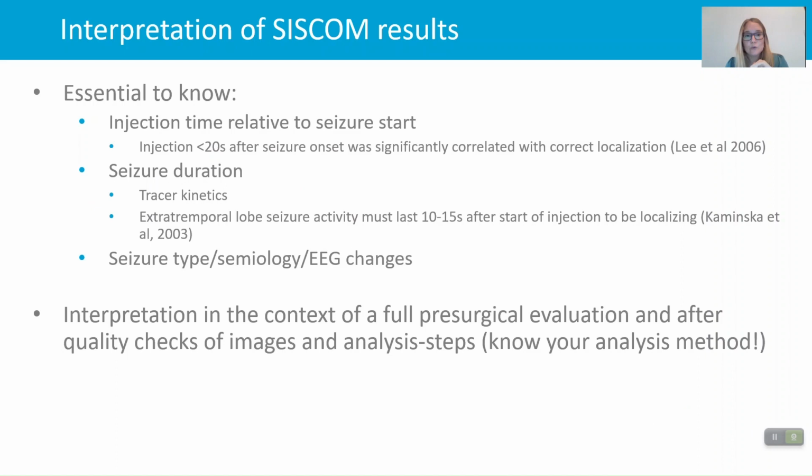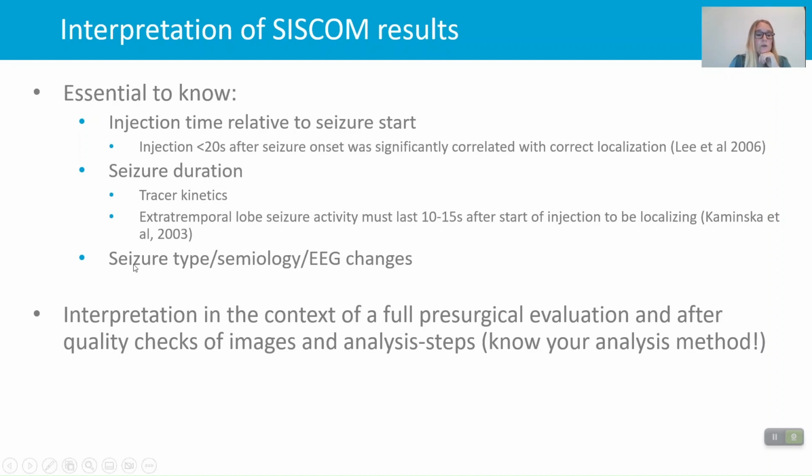So what is essential to know? You need to know the injection time relative to seizure start. As I said before, in some papers they say that injection earlier than 20 seconds after seizure onset gives the best localization. You also need to know the seizure duration. So this tracer kinetics we talked about, the image that you see is weighted on the first 30 to 60 seconds after tracer injection. And also, as said before, extratemporal lobe seizure activity must last 10-15 seconds after the start of injection to be localizing.